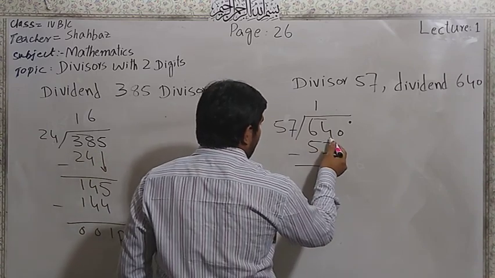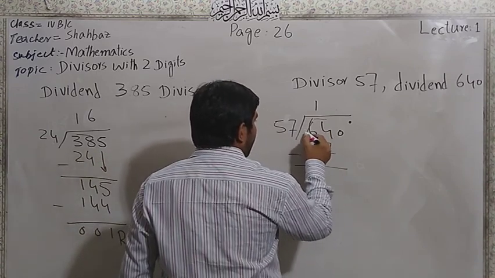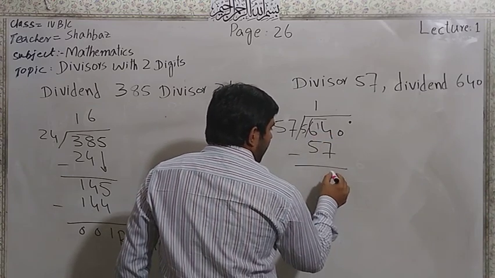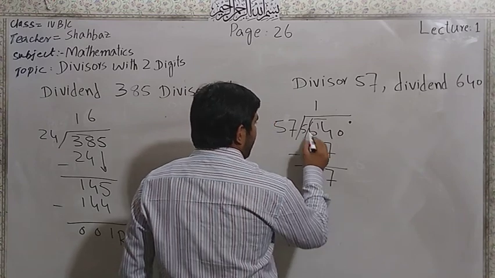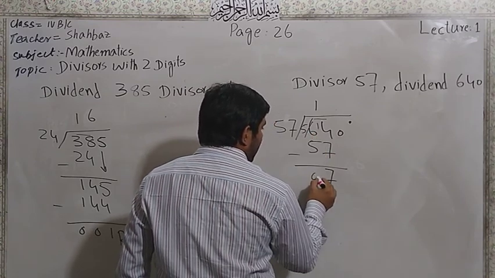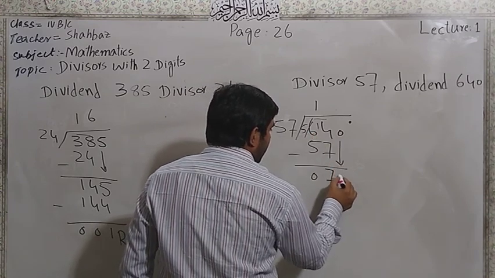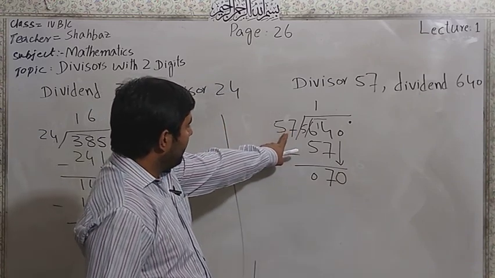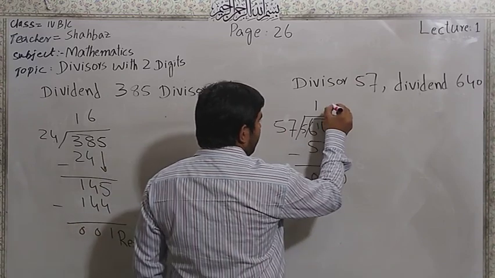4 minus 7 is not possible. You will take carry from here. It will be 5, it will be 14. 14 minus 7 will be 7. 5 minus 5 will be 0. This 0 will come here. Now it's 70.